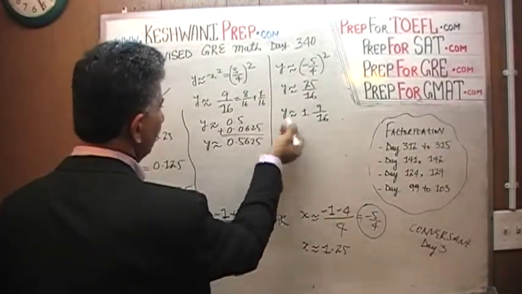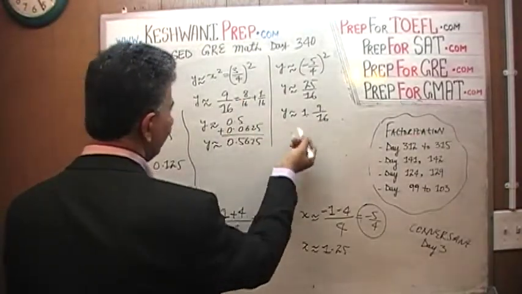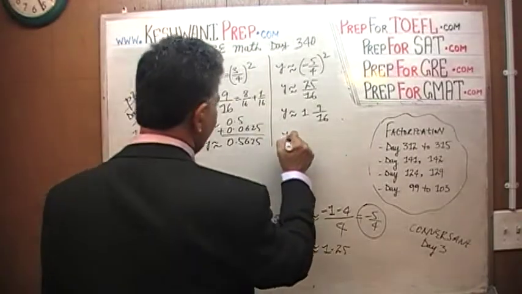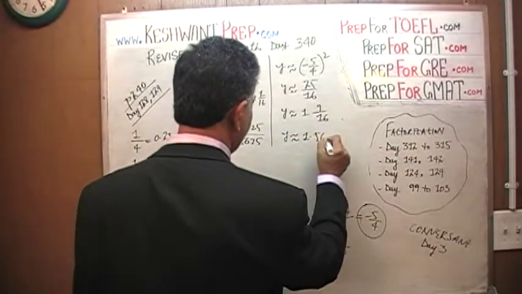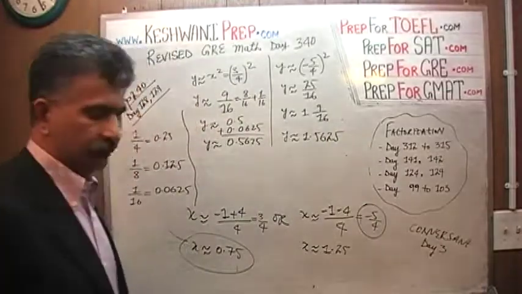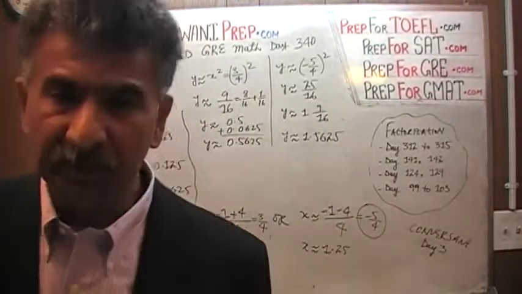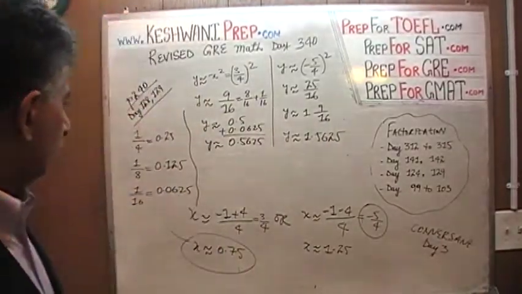And this is just one more than that. This was 9/16, this is 1 and 9/16. And this y is going to be approximately 1.5625. And that's all. Which is pretty close to what they show you in the book.